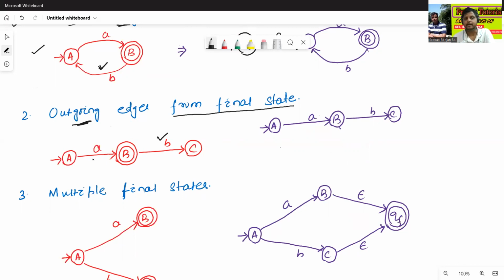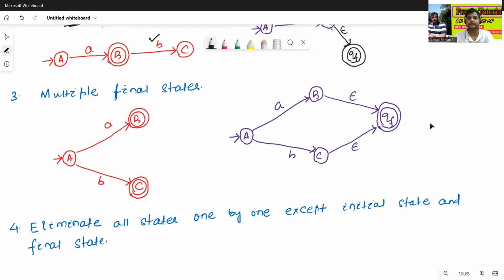Simply draw the given finite automata A, B, C. Initially B was the final state, but here B is a non-final state. In this case, simply introduce one final state QF. From B to QF, just join using epsilon. The remaining automata stays the same, there are no changes. This is the second rule. What is the third rule?